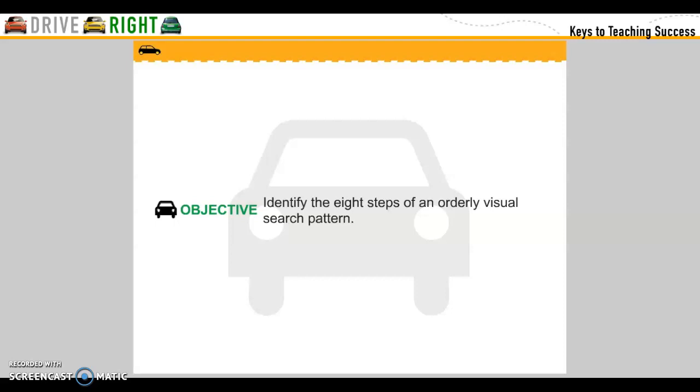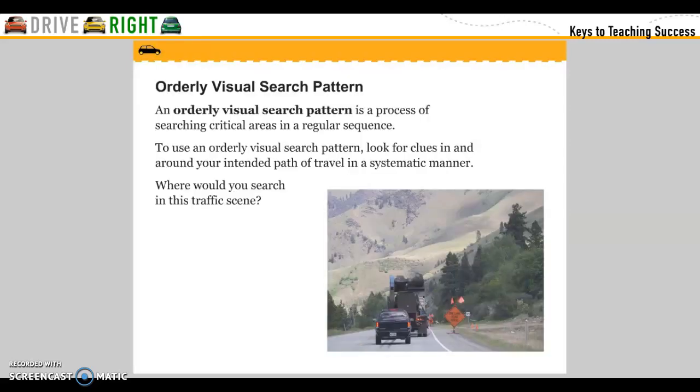Identify the 8 steps of an orderly visual search pattern. An orderly visual search pattern is a process of searching critical areas in a regular sequence. To use an orderly visual search pattern, look for clues in and around your intended path of travel in a systematic manner. Where would you search in this scene? I do see one big thing, and that's the orange sign there.